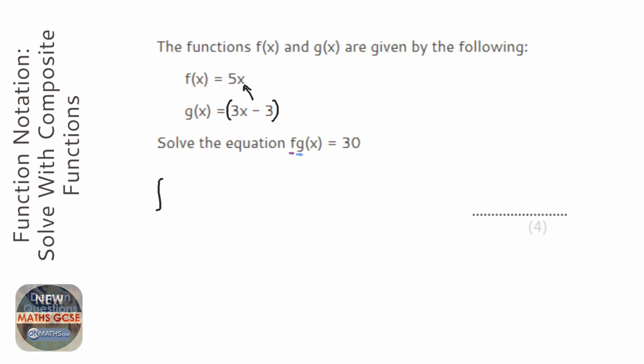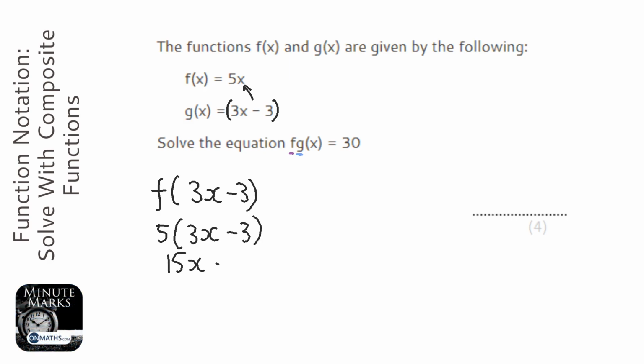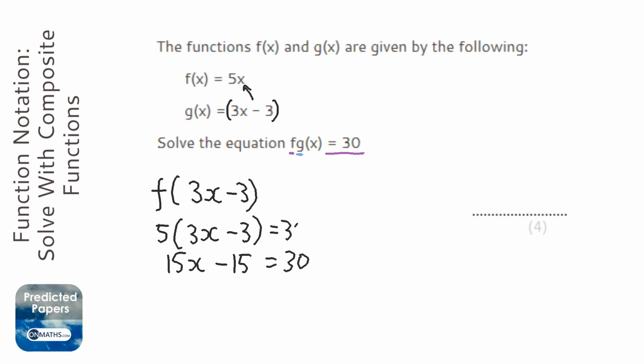So we're going to start off doing function g, and when we've done function g, we're going to do function f, which just multiplies it by 5. So 5 times 3x is 15x, 5 times 3 is 15. Now it says it equals 30, so we're going to get equal to 30. In fact, I should really put all of these equal to 30. And then we're going to put our lines in and solve it.